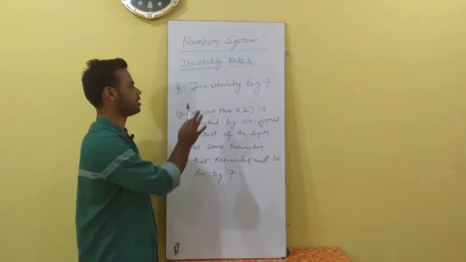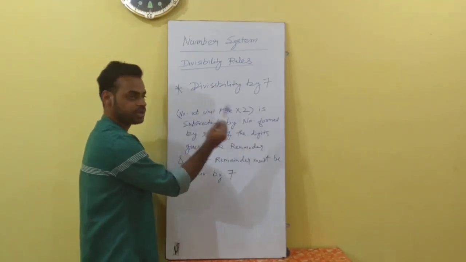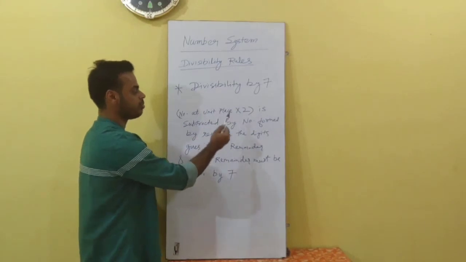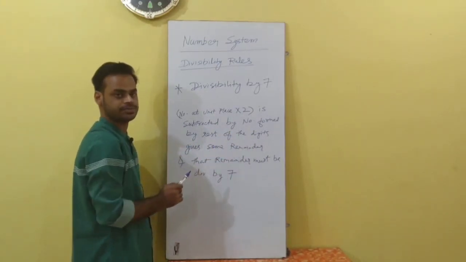So now students, we will check the divisibility by 7. Let us say a given number. The number at unit place of the given number, multiplied by 2, is subtracted from the number formed by the rest of the digits. This gives some remainder, and that remainder must be divisible by 7.